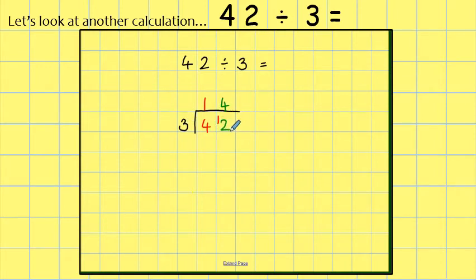So 42 divided by 3 equals 14. Close out my calculation. 42 divided by 3 equals 14.